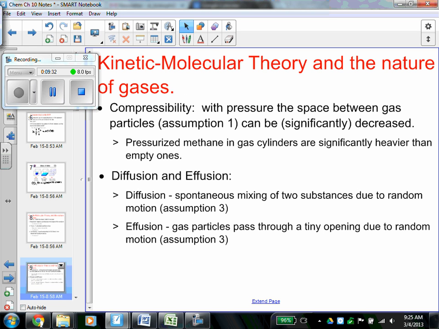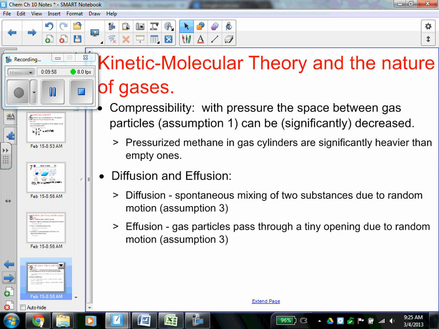Next, gases are compressible. With pressure, the space between gas particles can be significantly decreased. I can squish gases. Why? Because of assumption 1. They are very, very small particles with tremendously large spaces between them, so you can actually compress gases.